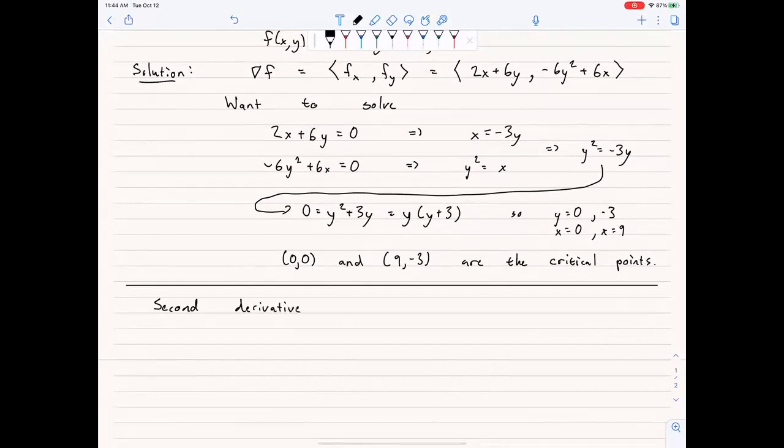And this is the same in many variables as well. The second derivative test is really just a second order polynomial approximation.